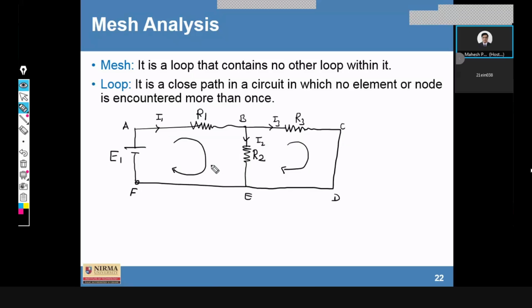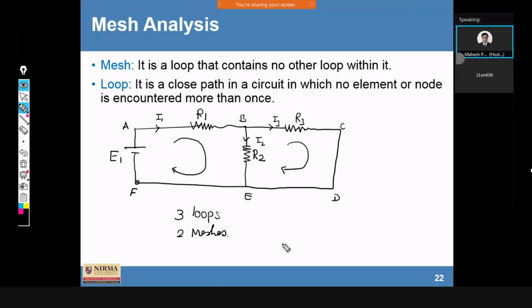So here in this circuit, how many meshes are there? There are 2 meshes. But how many loops are there? So this mesh is also considered as loop. Fine. Because loop is a closed path where the elements and nodes that encounter more than once. Fine. So this is also considered as loop. So in this circuitry, there are 3 loops and 2 meshes. Are you with me? Yes, sir. Okay, fine.